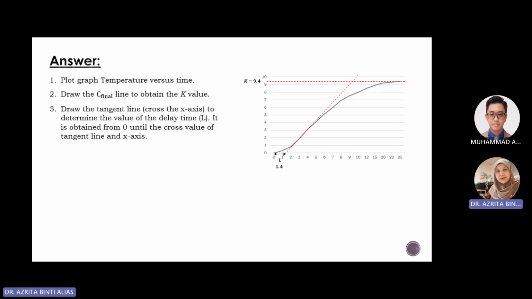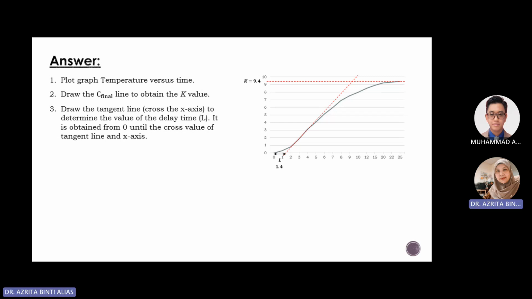Can L be negative? No, because our data is always on the positive side. It must be positive, we cannot get negative. So the tangent must cross at a positive value. Okay, so this is our second parameter, L.